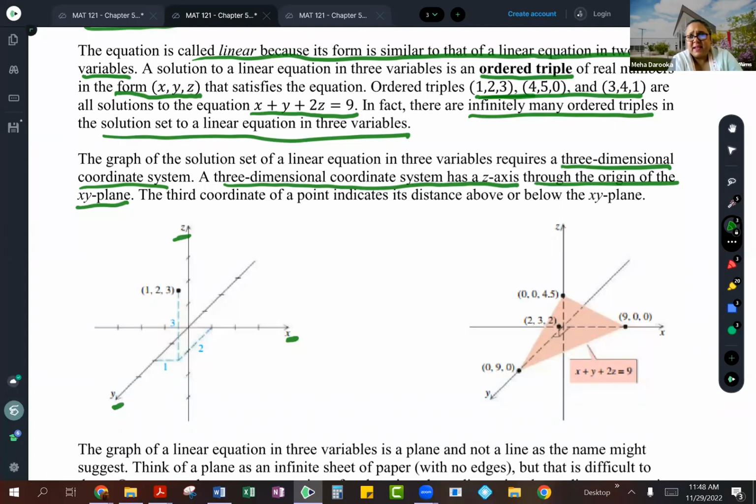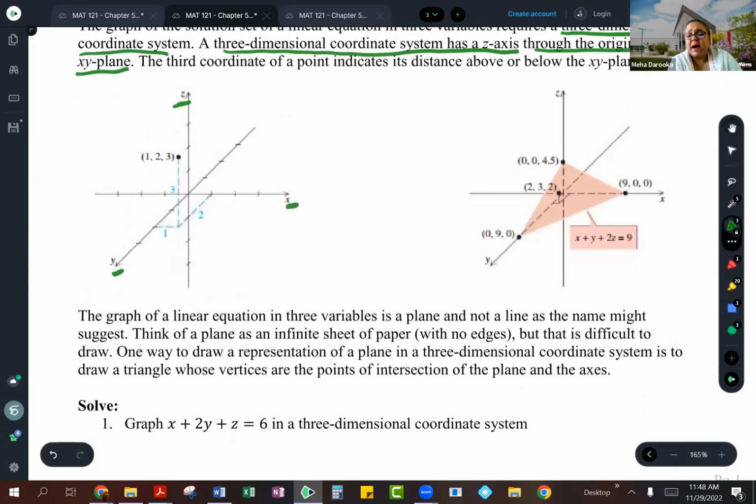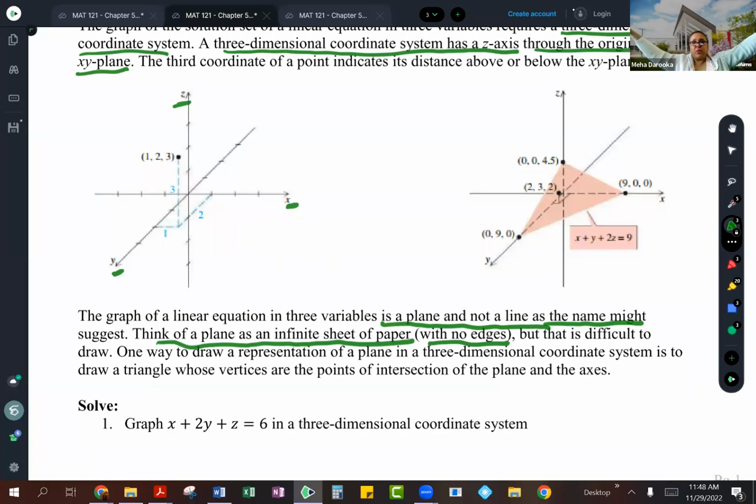Now, when you take your equation and try to graph it, it actually ends up looking like a plane. The idea is your graph is going to be a plane, and basically not a line, as I was saying. It's called a linear equation, but you don't have a single line. You want to think of this plane as an infinite sheet of paper, which has no edges, because just like your line keeps going in both directions, this infinite sheet of paper is just expanding all over. It's going to keep going in all directions.